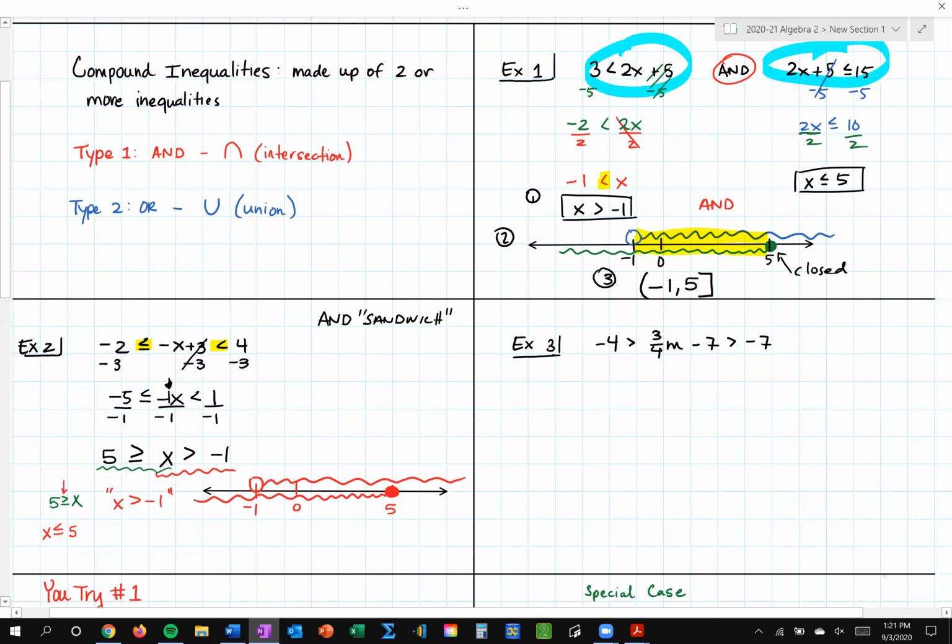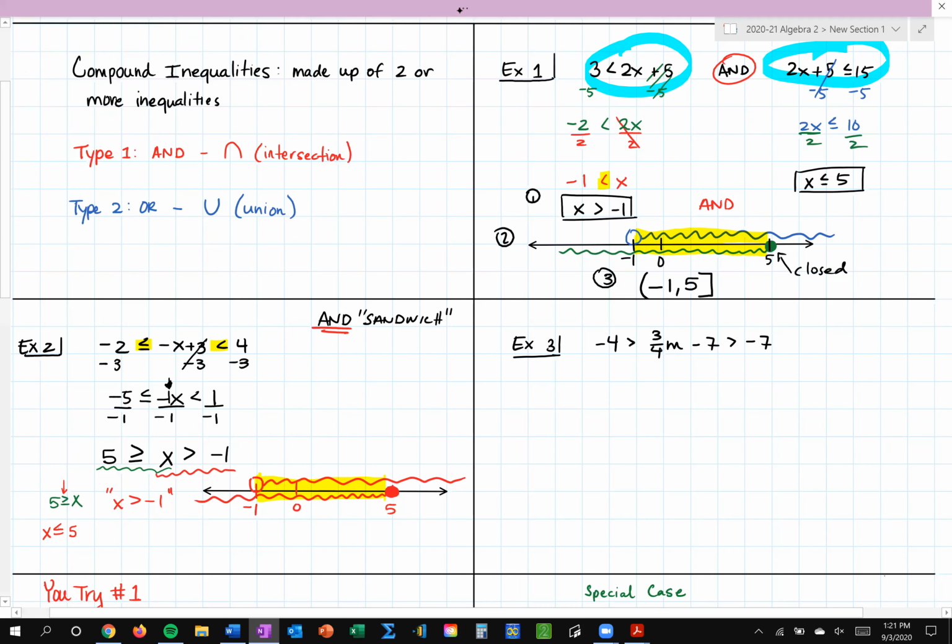Okay, once again, because this was an and problem, you know it's an and problem because it comes in a sandwich, right? When you recognize a sandwich, you know it's an and problem. So when you're looking for and, you're looking for the intersection, right? Where are the areas that the shaded regions overlap, right? So once again, it ends up being in the same spot as the previous example, right? We have overlapping red here, right? In between negative 1 and 5, okay?